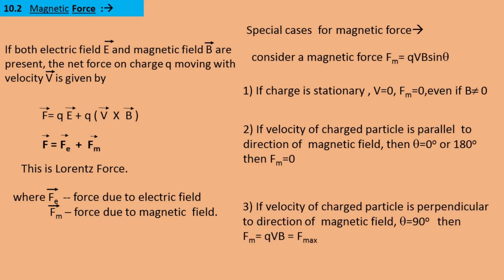Consider case third. If the velocity of a charged particle is perpendicular to the direction of the magnetic field, at that time theta is equal to 90 degree. Put in the equation Fm is equal to QVB sin 90 degree. Sin 90 degree is equal to 1. You will get the maximum force, Fm is equal to QVB. This is the maximum force experienced by a charged particle moving in a magnetic field, and its direction is given by Fleming's left hand rule.